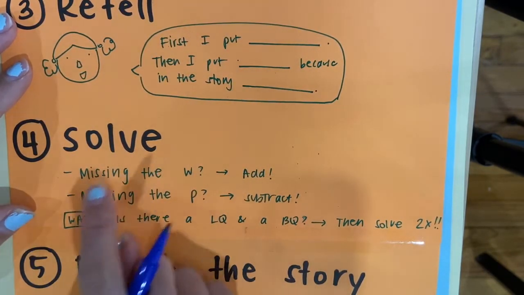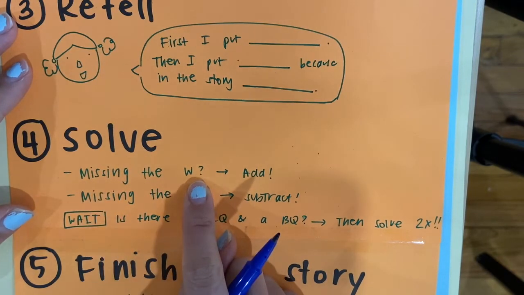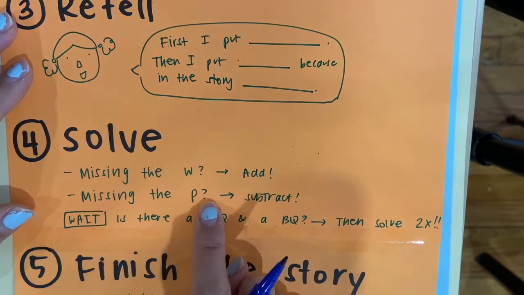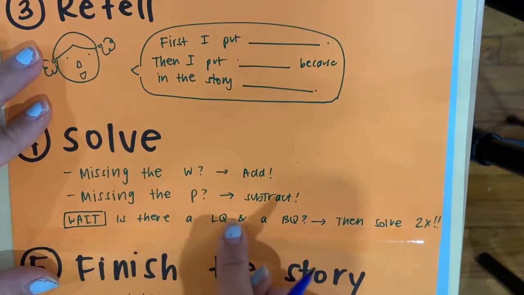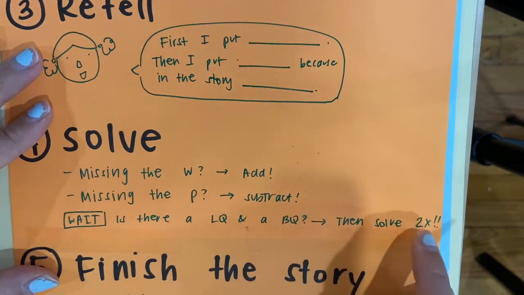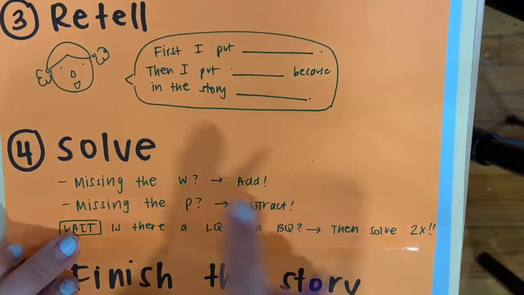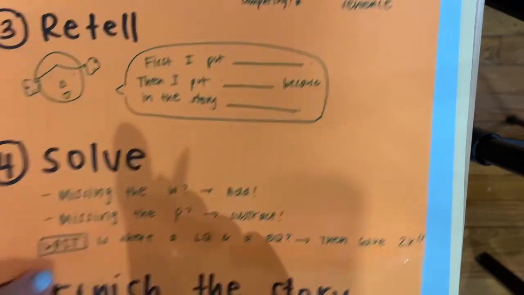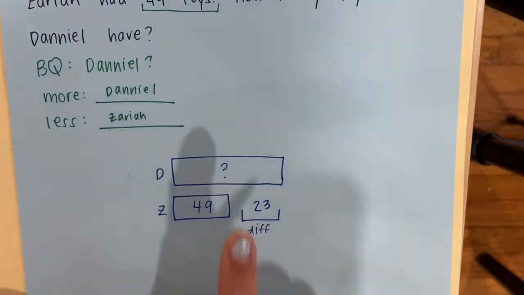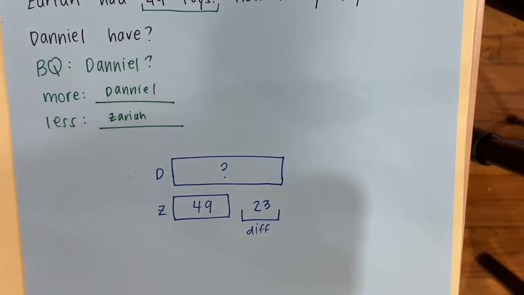When I'm solving, I have to think, am I missing the whole? If I'm missing the whole, I need to add. If I'm missing the part, then I need to subtract. And then I need to wait and think, is there a little question and a big question? If so, then I need to solve two times. So it's time to solve on your own. Think, am I missing the whole or am I missing the part? I'm going to let you go ahead and solve on your own first. You can pause the video and solve on your own first. Only press play when you're ready to see the answer.